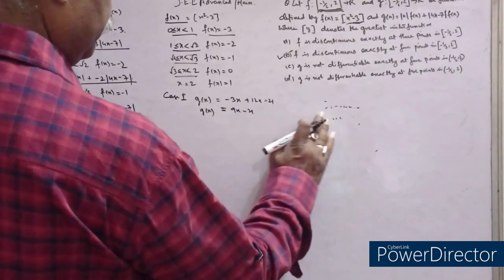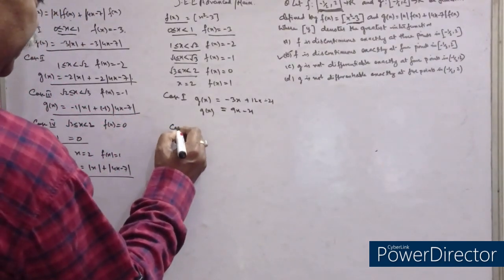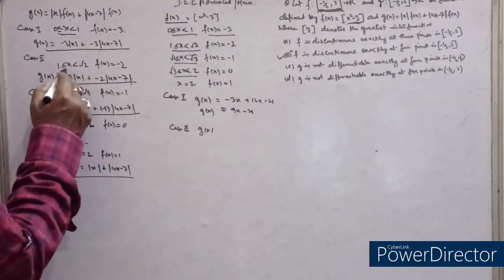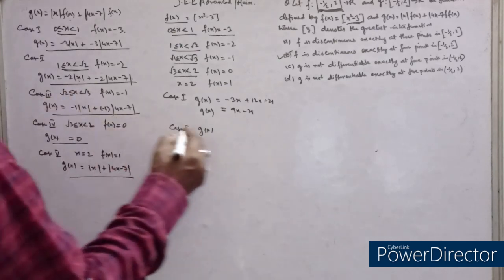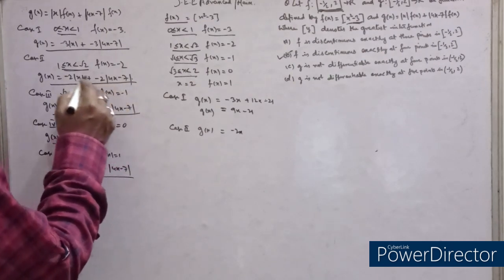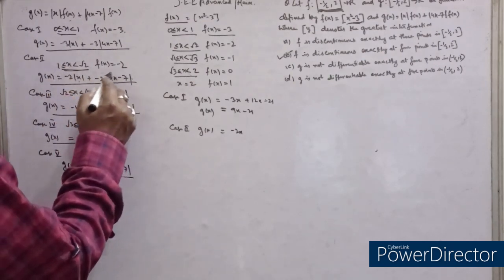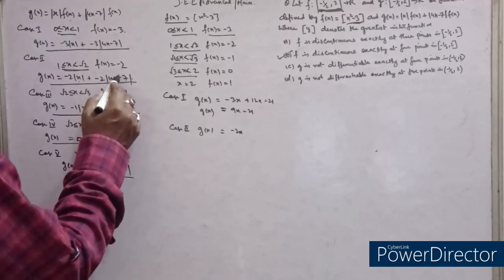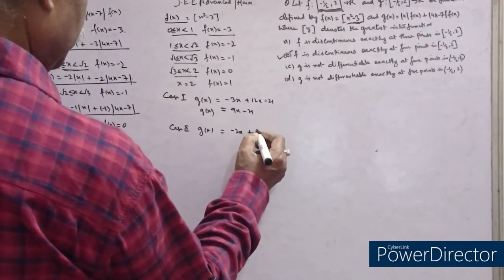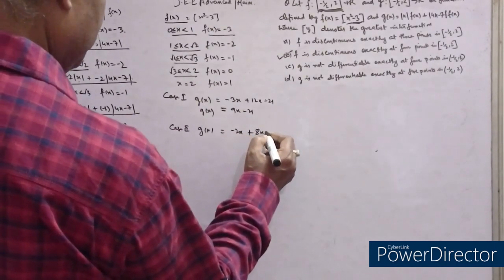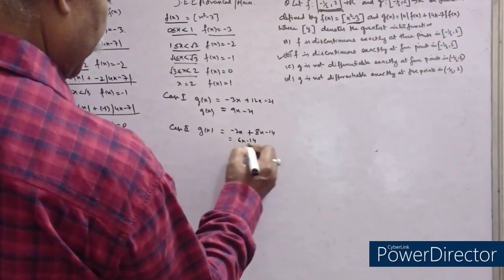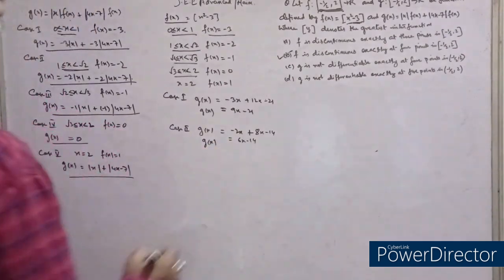Now again case 2. In this interval x will be positive, so this is equal to minus 2x, and again in this interval the whole 4x minus 7 will be negative, so I am considering the negative part of it. So this will be plus 2 into 4, that is 8x minus 14. This comes out to be 6x minus 14. So your g(x) will be 6x minus 14.